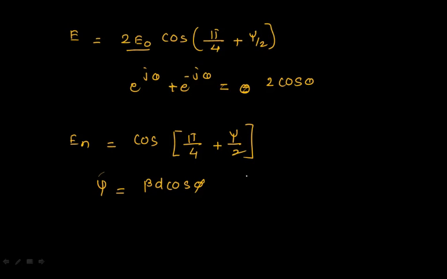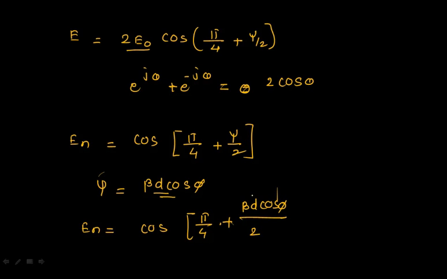So you put all those values over there. So you can put the value of psi there. So I'll just say En is equal to cos of pi by 4 plus beta d cos of phi divided by 2. Now I'm just checking the radiation pattern for different phase shifts.